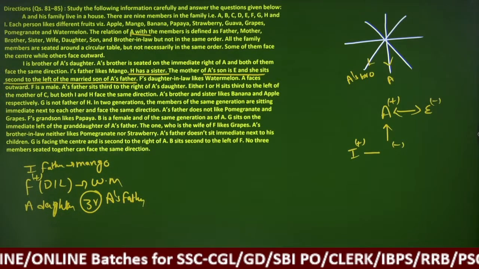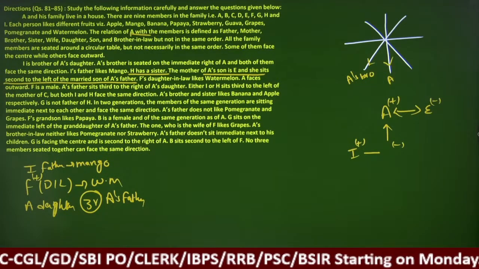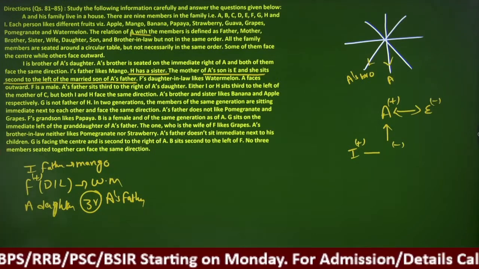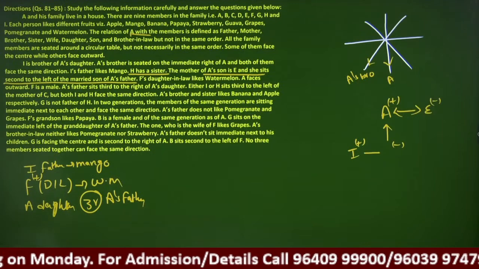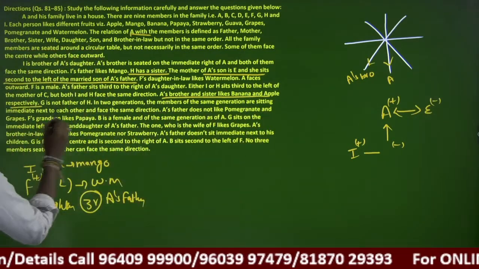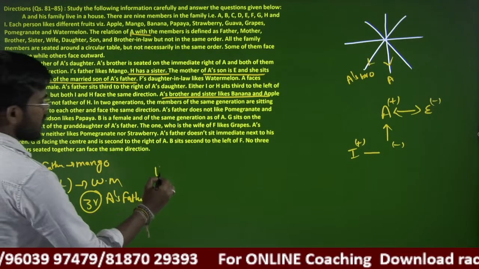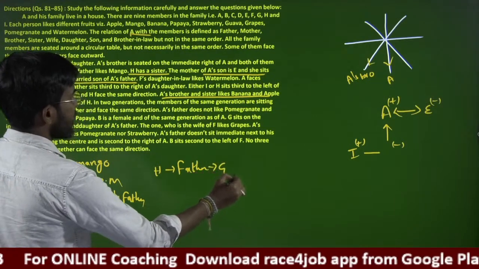Either I or H sits third to the left of the mother of C, but both I and H are facing the same direction. A's brother and sister like banana and apple respectively. G is not the father of H. So H's father is not G.